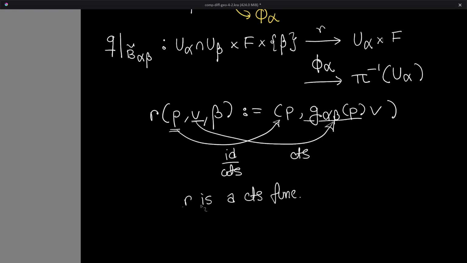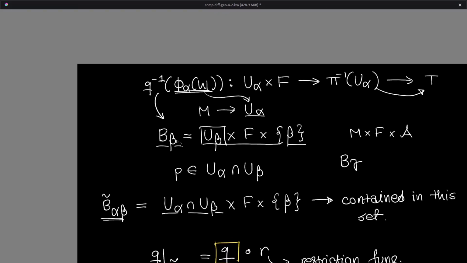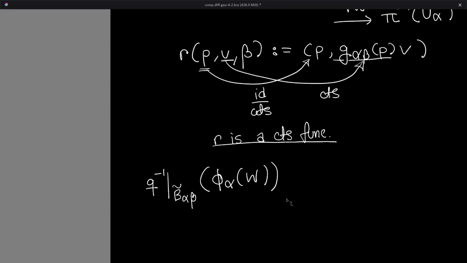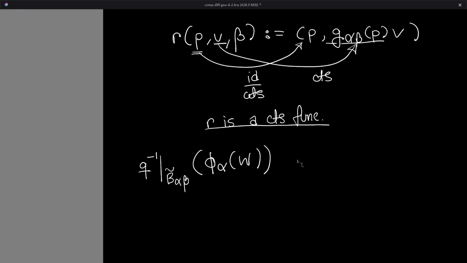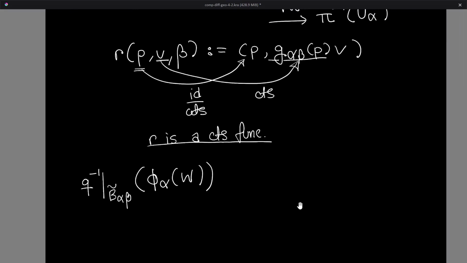This is going to become really useful in a moment. We want Q inverse of B tilde alpha beta restricted to B tilde alpha beta after phi alpha of W. This is what we're after. This is that intersection that we were going for between these two. If we show that this intersection is open, then we've shown that the preimage of W in terms of phi alpha inverse is open.